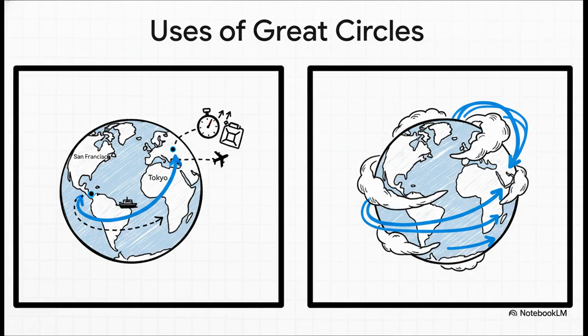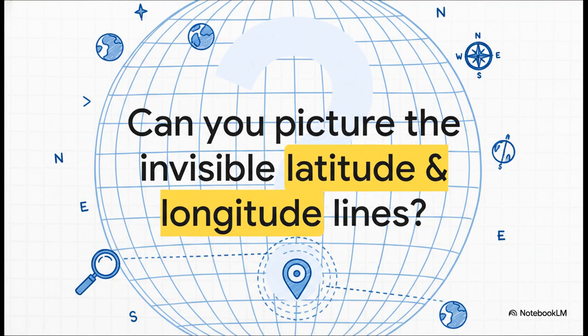Navigators for ships and planes live by these great circle routes to save a ton of fuel and time, and even meteorologists use these same paths to help model global weather patterns. So there you have it, an ancient system of invisible lines that literally organizes our entire planet. The next time that little blue dot pops up on your screen, I want you to take a second and actually picture the grid. Can you feel those lines of latitude and longitude intersecting to pinpoint your exact place in this world?